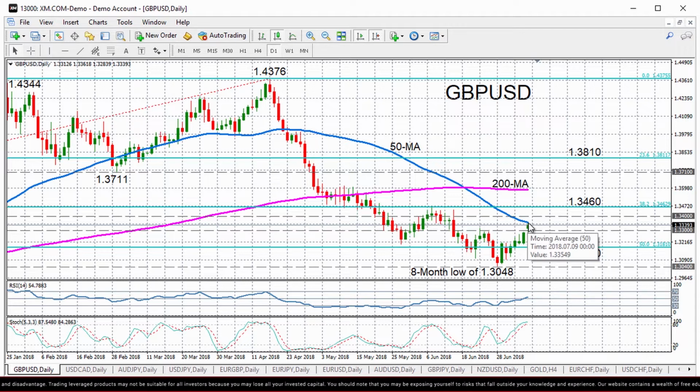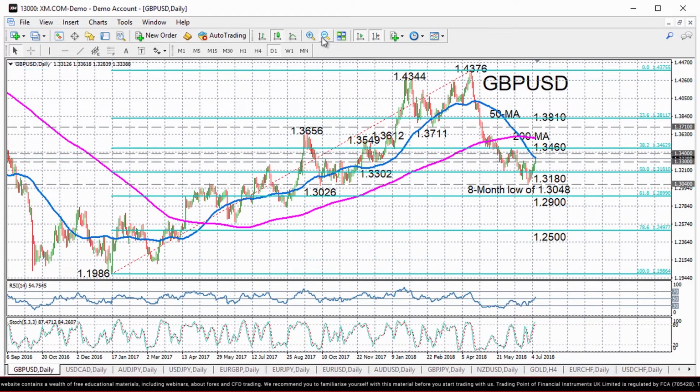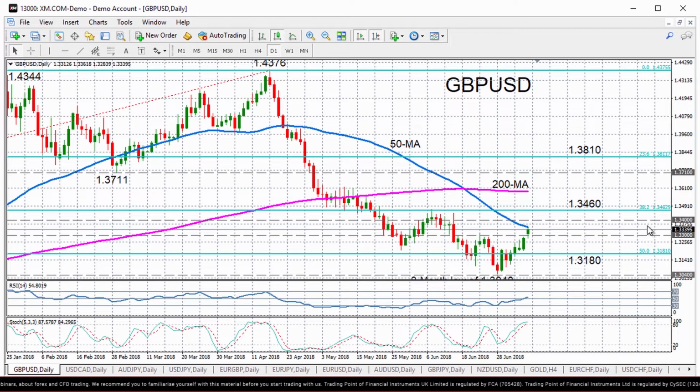Prices earlier did find resistance at the 50-day moving average around 1.3355. We would really need to see a break above the 50-day moving average in order to strengthen the upside momentum further and see an attempt towards the 38.2% Fibonacci retracement of that longer term up leg from 1.1986 to 1.4376. So that's around 1.3460. Should there be a break above 1.3460, that could potentially signal the end of the current bearish phase.